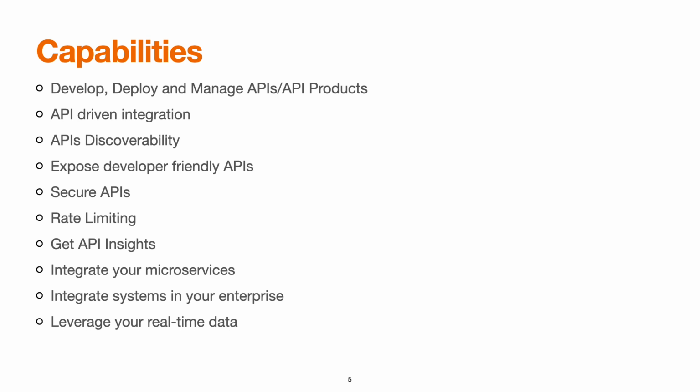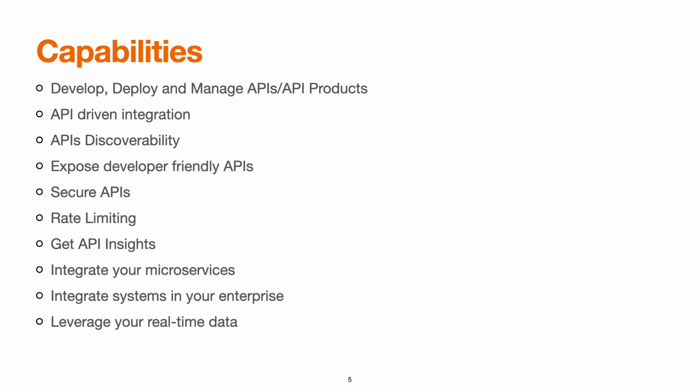So with API Manager 4, WSO2 provides a Micro Integrator runtime as well that enables us to host composite microservices that can harness the power of a low-code integration approach. So we can get the benefit of the Micro Integrator runtime for integration of the microservices using API Manager. Next, integrate systems in your enterprise.